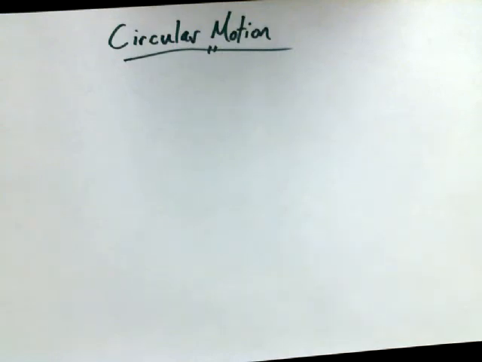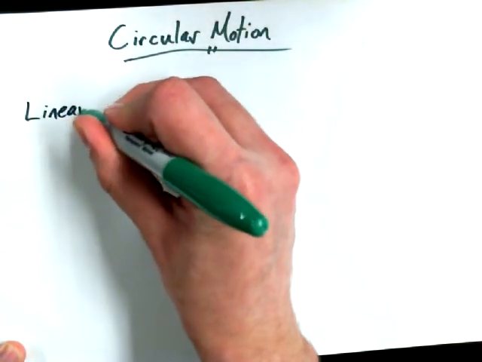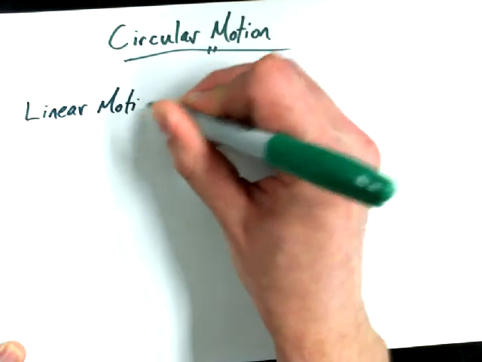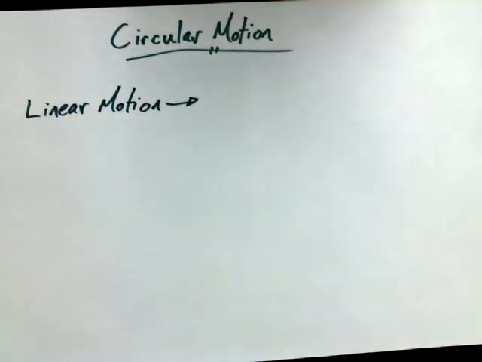All right, so circular motion. First of all, let's talk about linear motion. I know that sounds like a bit of a backtrack, but linear motion, that's just that old-fashioned way of talking about motion, just moving back and forth along one axis.